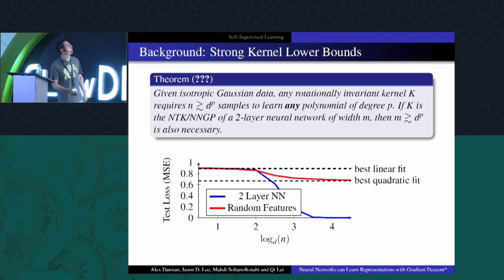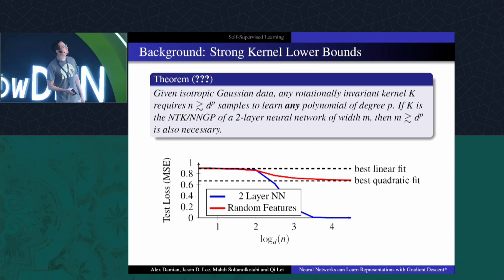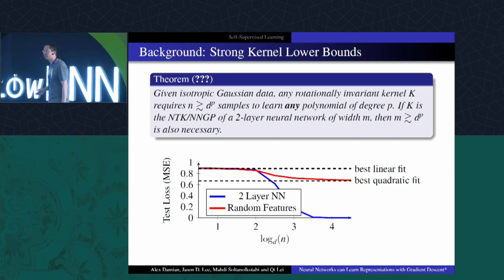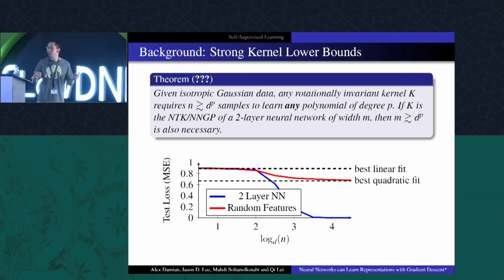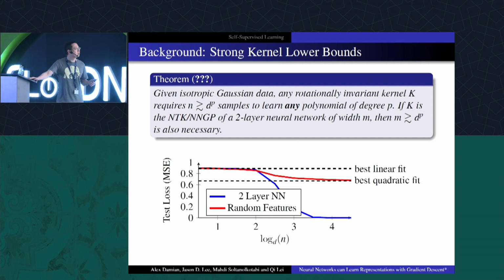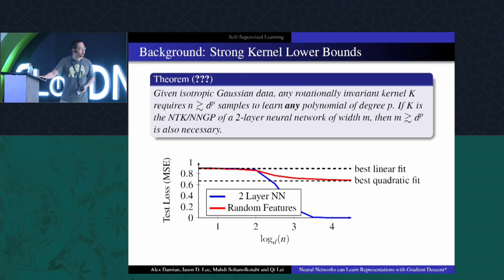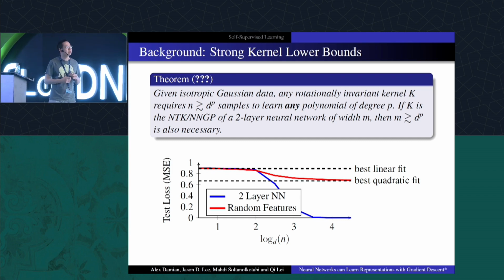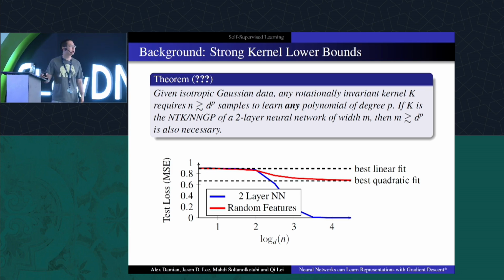I apologize for the question marks. The citation should be to a series of lower bound papers. Some of them are by Andrea Montanari, some are by myself and Tengyu Ma and others. Essentially, this group of theorems says that when you have a rotationally invariant kernel and your number of samples is dimension to the p, you can only learn polynomials of degree p and no better.